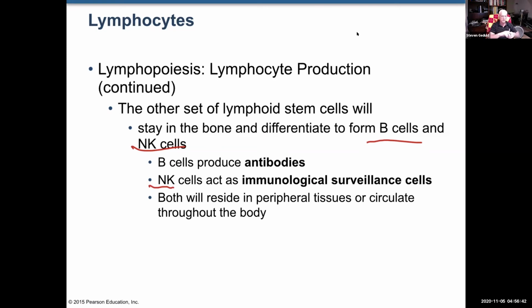These NK cells are like the first ones into a battle scene. They're just all on their own. They go in, they take care of the problem. Both reside in peripheral tissue or circulate throughout the body.